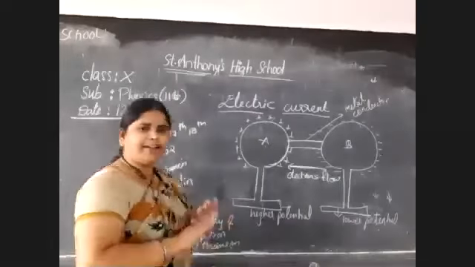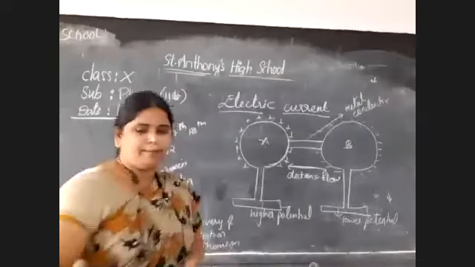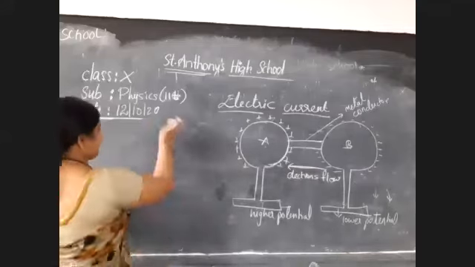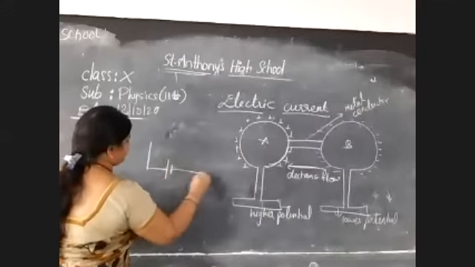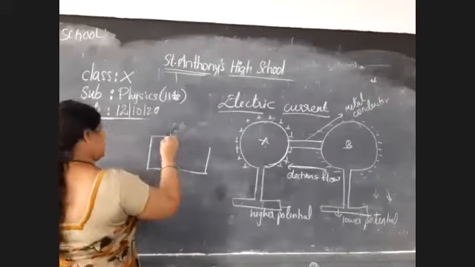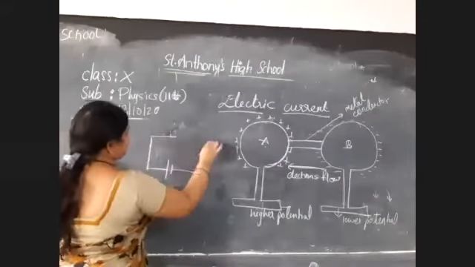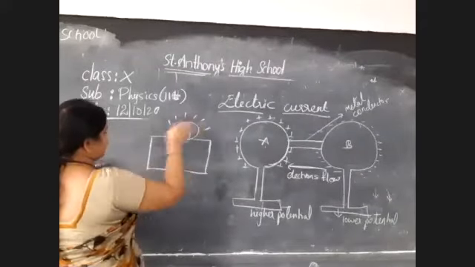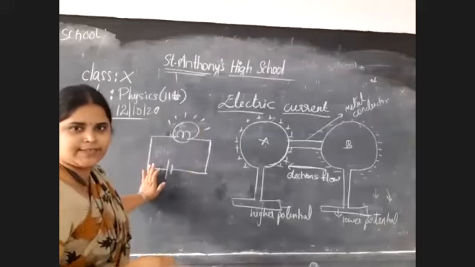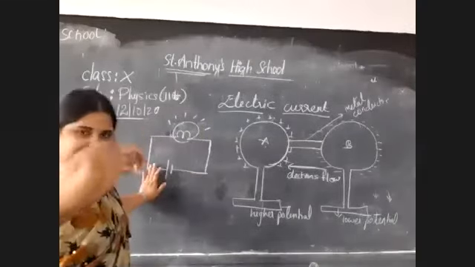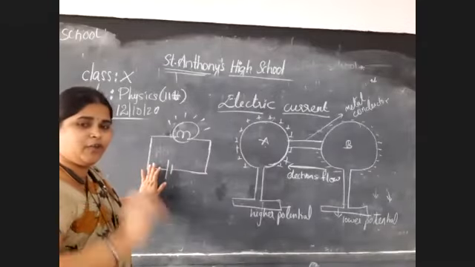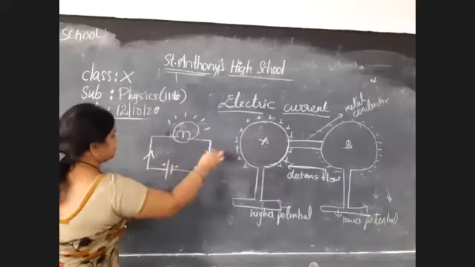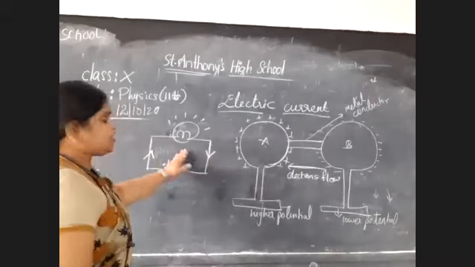Okay, so do not get confused. Only remember one thing: when you take an electric circuit like this, there is a conductor like this and there is a bulb here. Now obviously the bulb will glow because of the flow of charges, right? Now what is the direction of flow of charges? What is the conventional direction? It is from the positive terminal to the negative terminal. Why? This is conventionally taken.